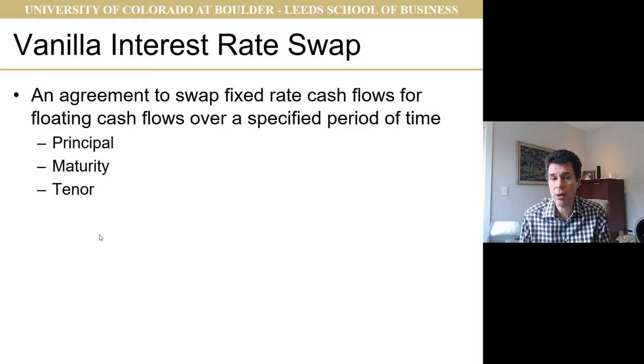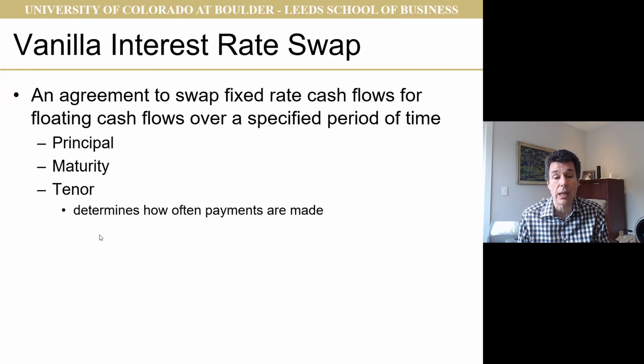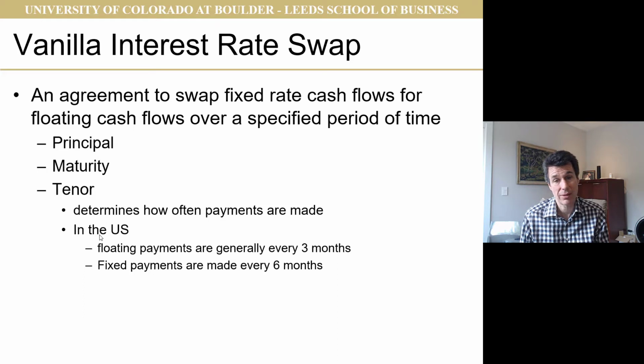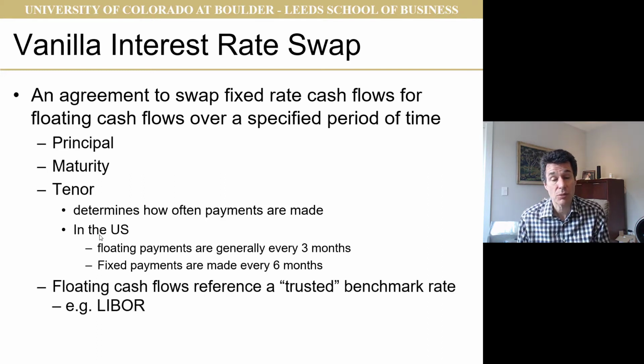You have a tenor. How often are cash flows paid? In the US, floating cash flows are typically every 3 months, and fixed cash flows are every 6 months. So that's slightly annoying and slightly hard to manage. We're going to work in a world where everything's 6 months, just to make our lives easier. Floating cash flows reference a trusted benchmark rate, something like LIBOR, although we're in a world right now where that's changing. But we're going to talk as if LIBOR is still a reasonable benchmark rate, and if it changes, we'll worry about that when we get there.